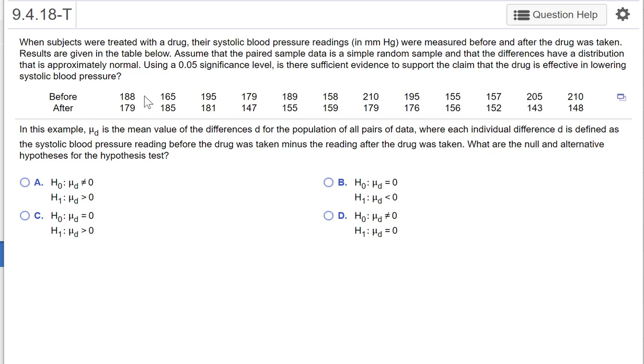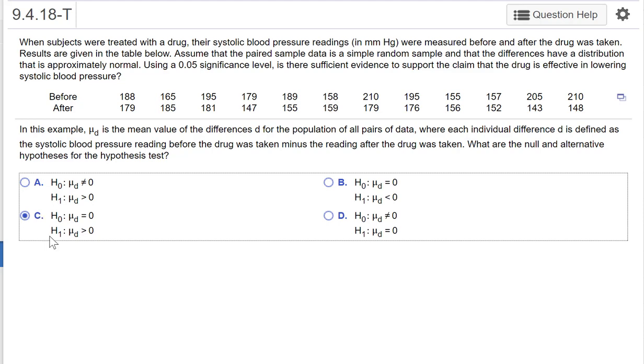And so if the drug was effective in lowering the systolic blood pressure readings, what would we expect if we're doing a before minus after? So think about this. If we're doing before minus after, we're hoping that it's a higher number minus a lower number. And what kind of result do we get if we do a higher number minus a lower number, like 10 and 7? 10 minus 7 is 3. 15 minus 13. So a bigger number minus a smaller number will always be a positive number. So we're hoping that this difference is positive or greater than 0. So the answer here is C.